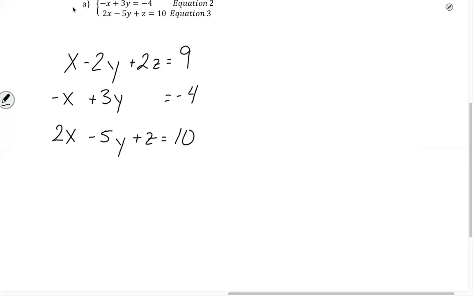And what I need to do is get it so my first equation starts with x. So I'm not going to do anything to the top equation. I'm just going to rewrite this. So x minus 2y plus 2z equals 9. Okay? So I did nothing with that. Notice it starts with x. The coefficient of x is 1. That's very important. Now, the second line, what I need to do is get it so it starts with y, and that the coefficient of y is 1.